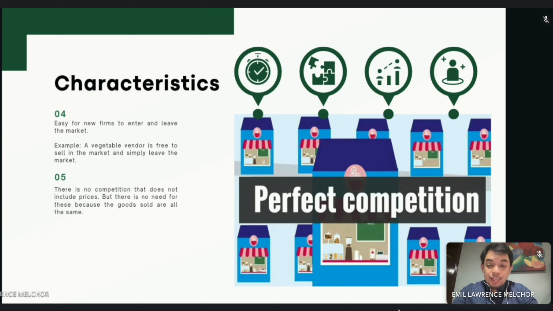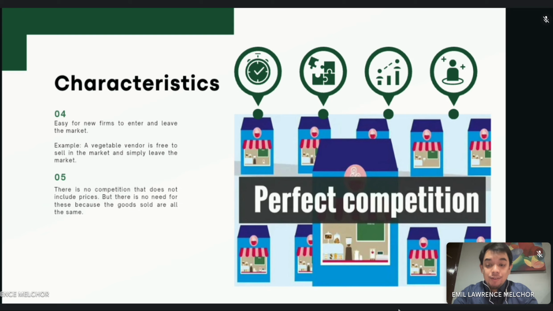So another characteristic of perfect competition is that it is easy for new firms to enter and leave the market. Example, a vegetable vendor is free to sell in the market and can simply leave the market. So here, it depends on the interest of a seller. Either she can sell the product in the market or simply leave the market. So again, the concept here for new firms offering their goods in a local market, it allows them accessibility to sell their goods and they can leave the market easily and anytime.